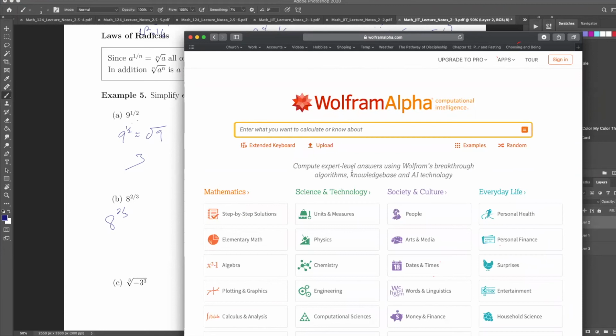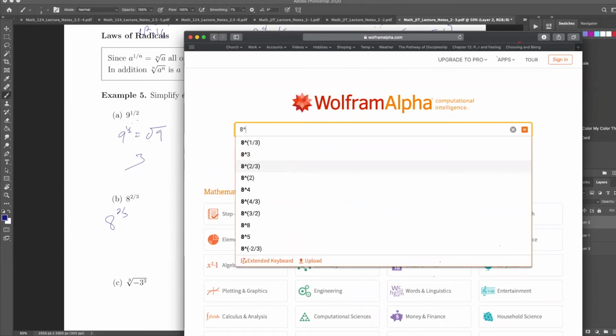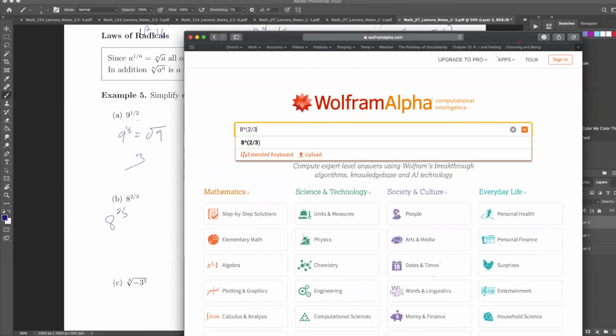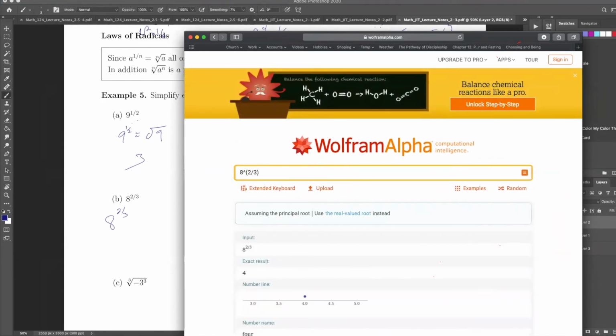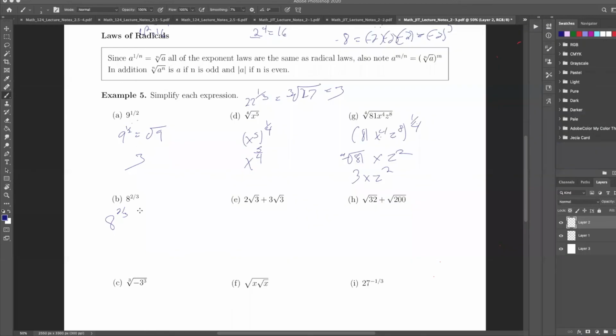All right, so let's type this in. I just type 8 caret parentheses 2 divided by 3, and that gives me 4. Great, so I know what the answer is, but how did I get there? Well, there are 2 ways to do it.